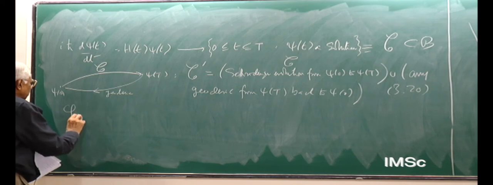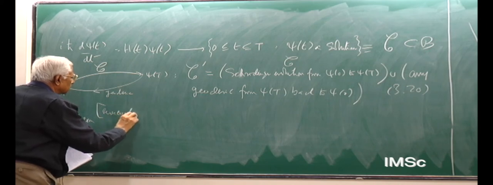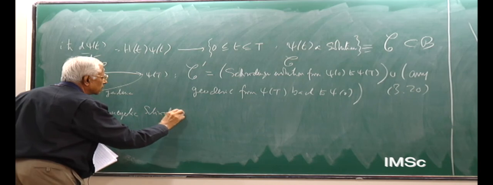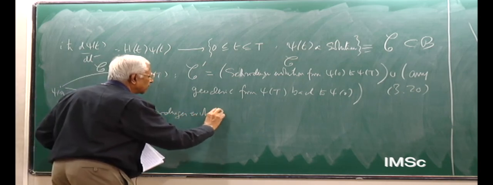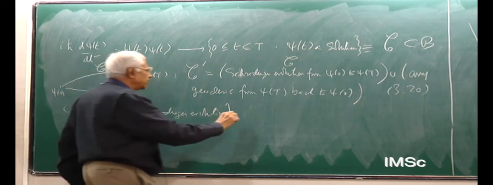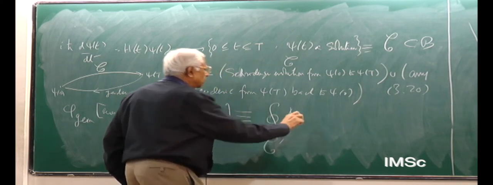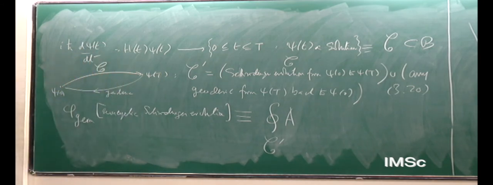And they then use this construction to say, the geometric phase for non-cyclic Schrodinger evolution from psi of 0 to psi of t shall be the same as the closed loop integral of the one form A. Not any. This is a unique geodesic from psi of t to psi of 0. Any lift of the geodesic. So that's what I meant.